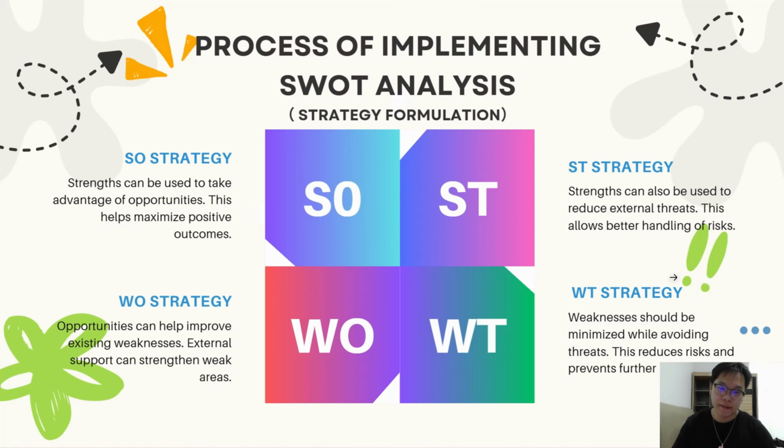Okay, now I will expand the fourth step in implementing SWOT analysis, which is strategy formulation. After identifying all the strengths, weaknesses, opportunities, and threats, the next step is to develop suitable strategies based on these factors. The first one is SO strategy, which means using the strengths to take advantage of opportunities.